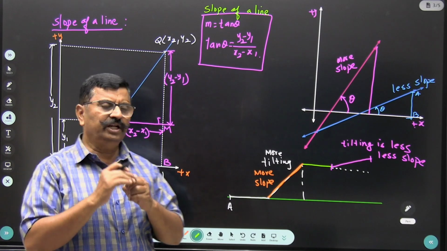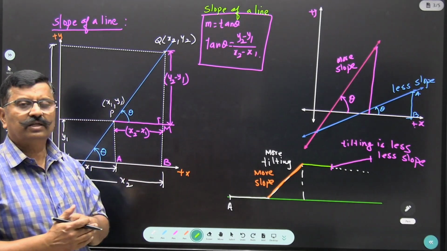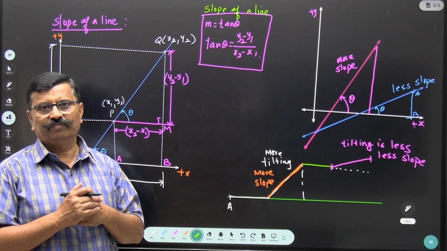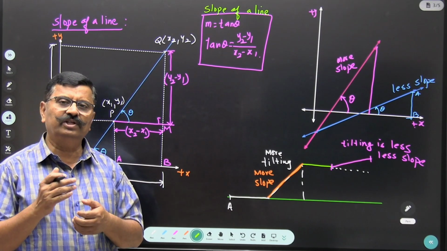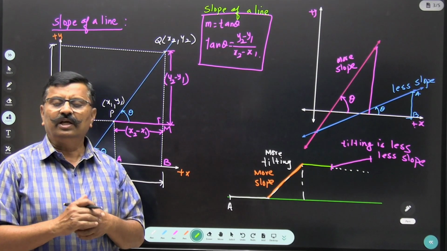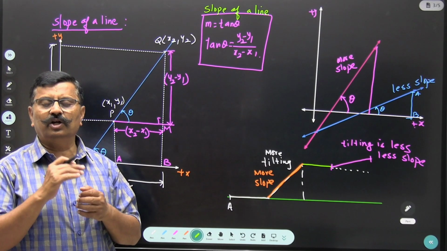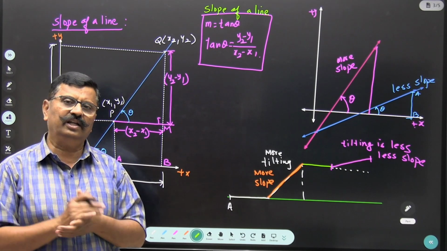Now suppose the line is parallel to the x-axis, then what is the slope? Just find this out. I will leave this to you, and also find the slope of a line which is parallel to the y-axis. Both these tasks are left to you.